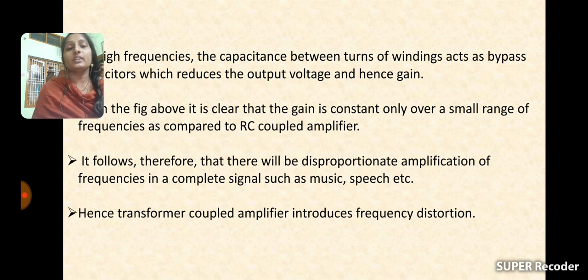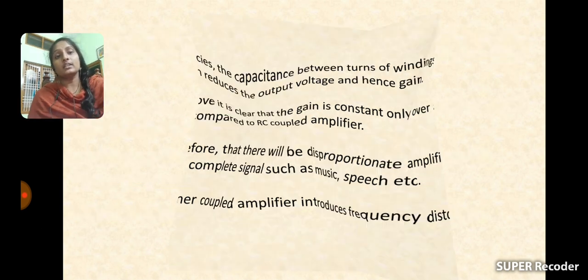So what happened here? Because the capacitance between the turns of windings acts like a bypass capacitor which reduces the output voltage. Output voltage is reduced and hence gain is also reduced. Because of this, the distortion must be increased. Due to this capacitance between the windings, one main disadvantage is there. What is that? The frequency distortion must be increased. Noise must be increased.